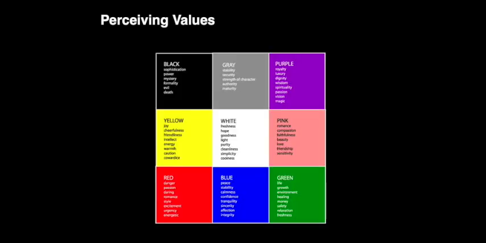We also have to think about what colors mean in our culture. Each color can represent a very different mood or emotion. So black usually represents sophistication, gray is stability, purple is royalty, yellow is joyfulness, white is freshness, pink is romance, red is danger, blue is peace, and green is life. So when it comes to what you're visualizing, you have to think about the colors that you're using when it comes to what kind of mood or emotion you're trying to evoke from your audience.